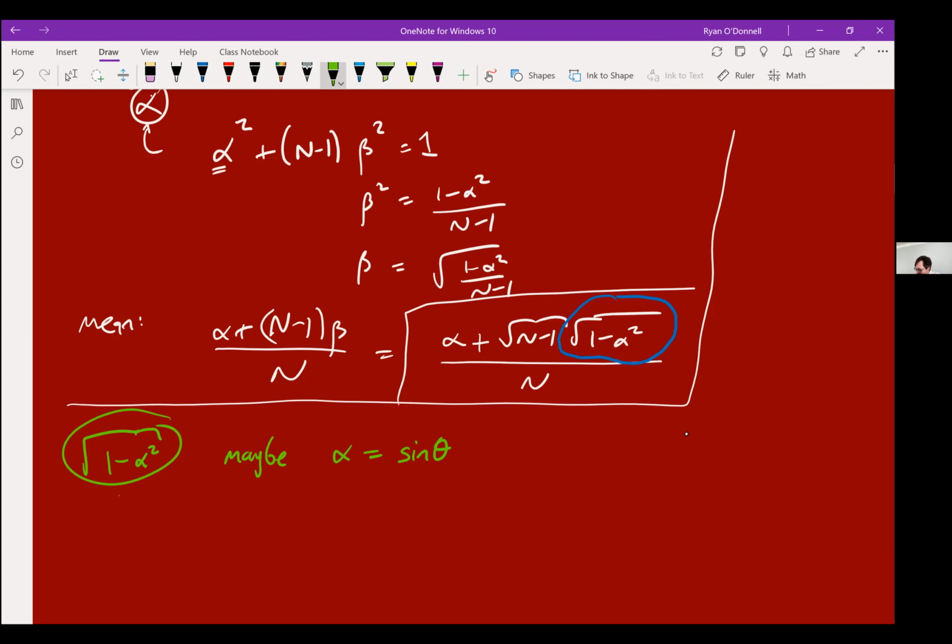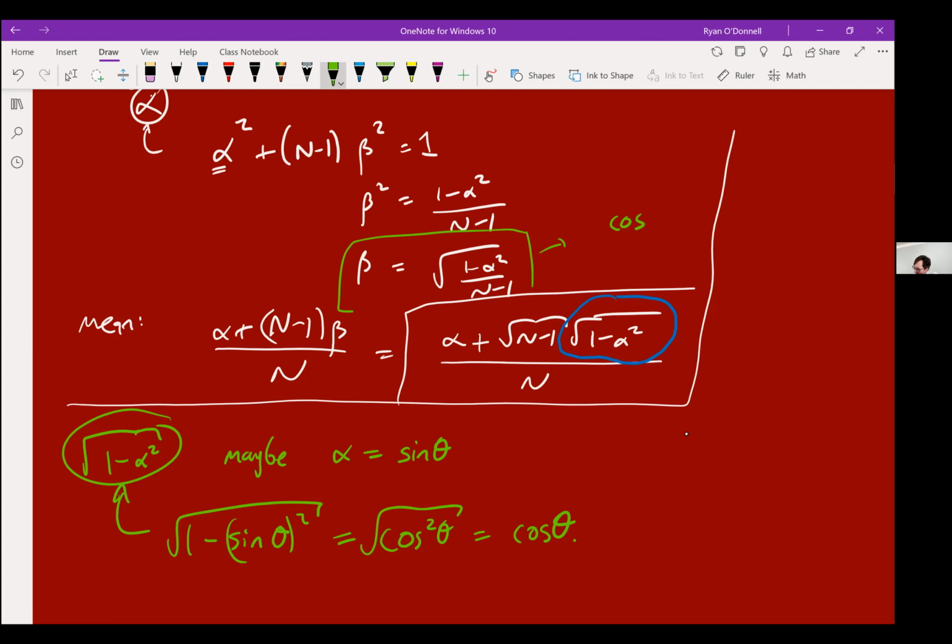But it makes this better, because this is now the square root of 1 minus sine squared theta. And wow, that's cosine squared. It's the square root of cosine squared theta, so I guess it's positive cosine theta. And so you're like, oh, well, that's sort of better. It's a little bit more symmetrical. This was actually what we were calling beta, right? So this beta is now cosine theta over root n minus 1. Okay, that's beta, and alpha was sine theta.